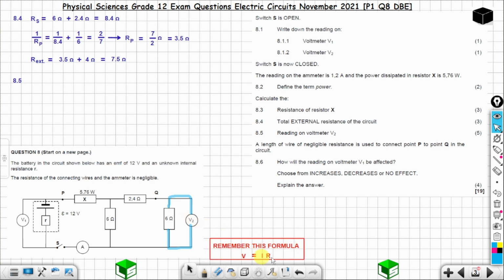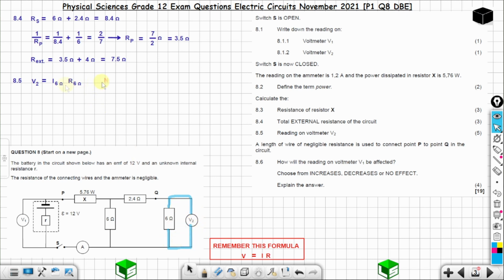Remember this formula. You need the current through the 6 ohms resistor and you need the resistance. You have the resistance, which is equal to 6 ohms. You need the current. After you have the current, now you can find the voltage. So V2 is equal to the current through the 6 ohms resistor times the resistance of the 6 ohms resistor. So we can find V2.